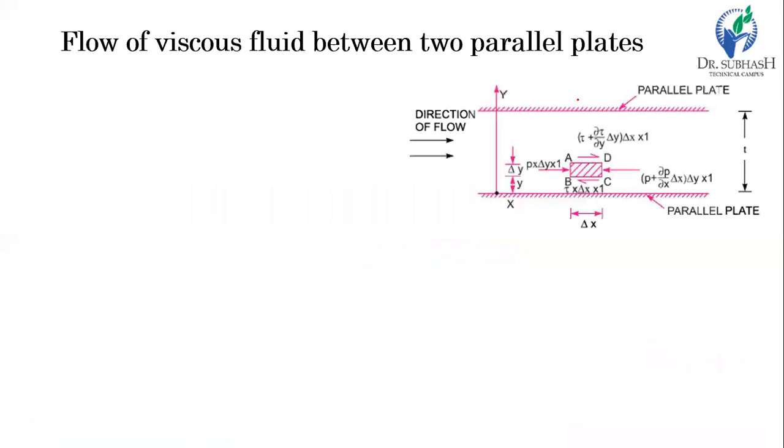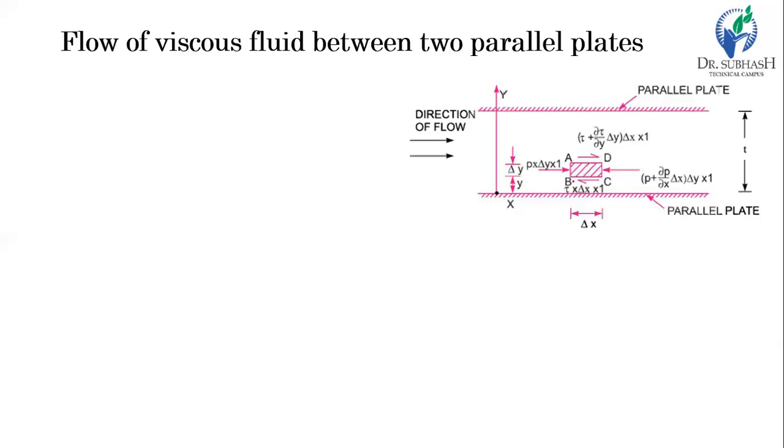This is two parallel plates, both are fixed, so there is no velocity, and the direction of flow is from left to right. Let's consider a very small element with a cross section area. Here the dimension is delta y, and the dimension perpendicular to the slide is unity. So the area is delta y times 1, which is ultimately only delta y.